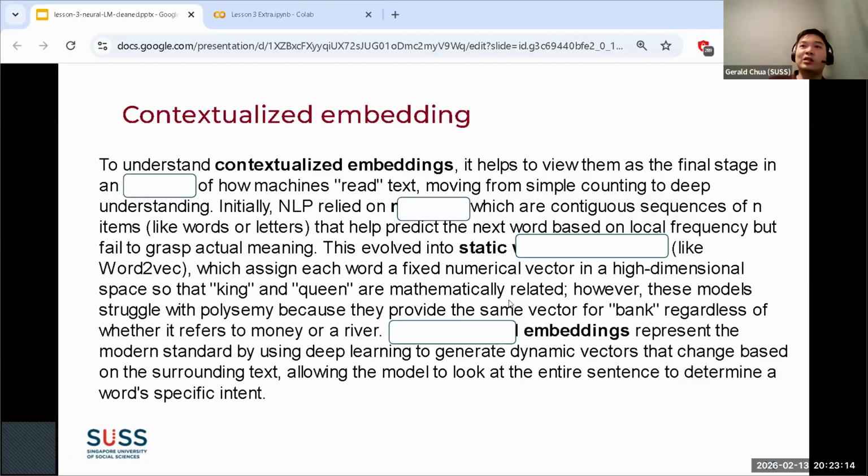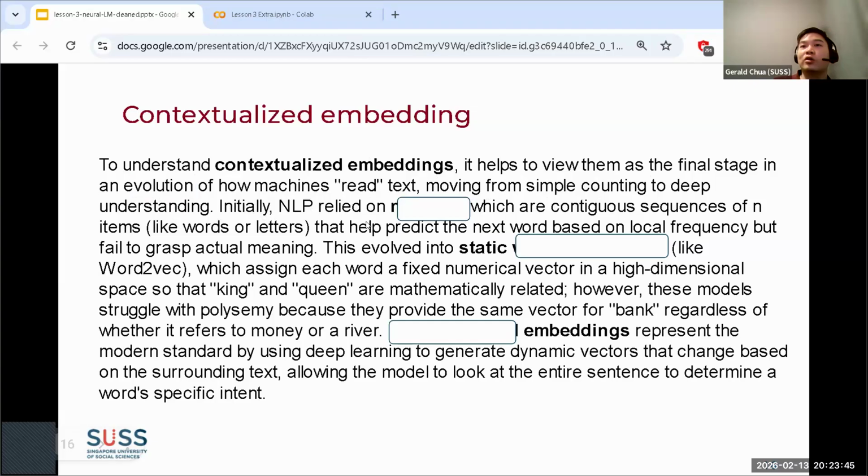Because when we move on to large language models, you just need to know that the breakthrough in large language models is contextualized embeddings. It is the final stage in the evolution of how machines read text. This is still the state of the art, using some form of contextualized embedding methods, moving from simple counting to deep understanding.